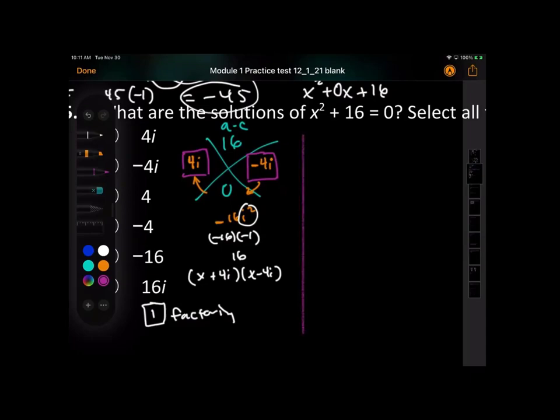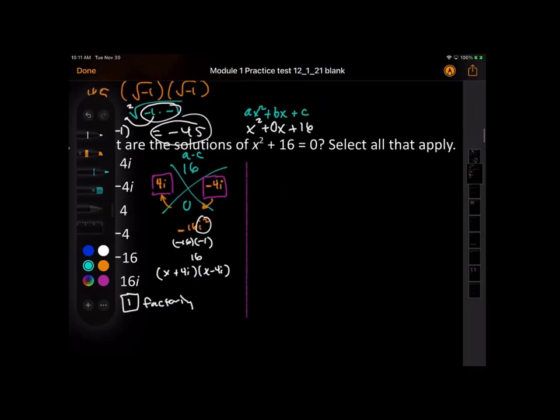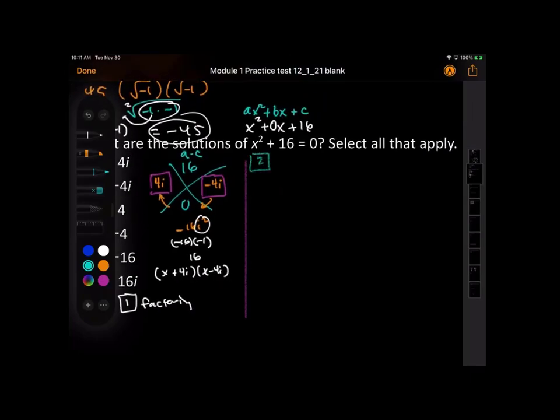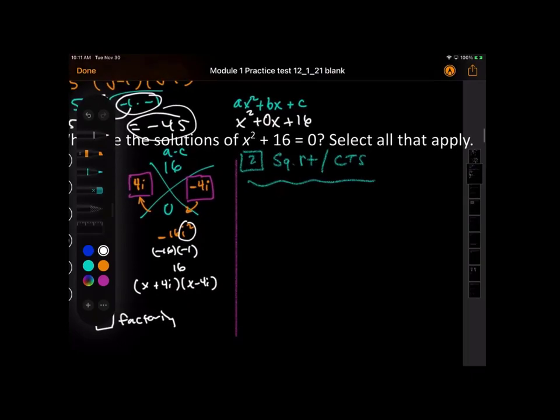Another method you could have used was completing the square, or square root method. CTS, completing the square. And this one's super fast, probably faster than factoring, and it only works in this problem. I just moved 16 to the other side. Your c value is now isolated, so the square root method only works when you have an a and a c. I have x squared equals negative 16.